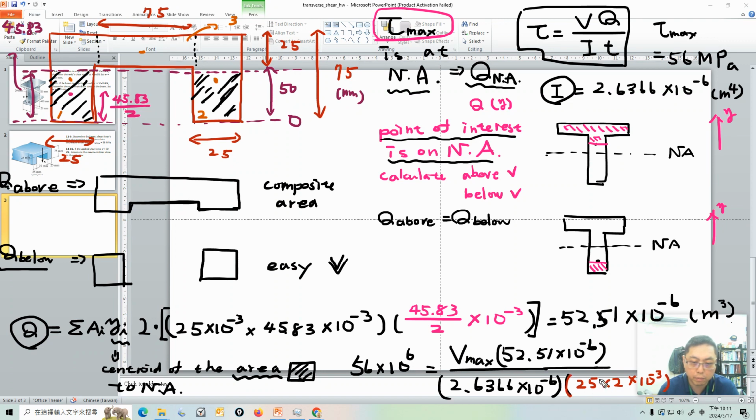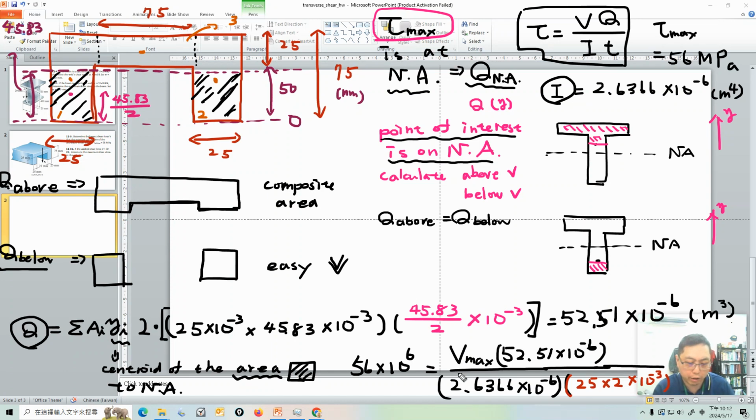Okay, this is also very important. Our t is the thickness, but right now our thickness is not only this part, we also have this part here. So you have 25 plus 25, so you have 25 times 2. Okay, so actually this is a very easy calculation.